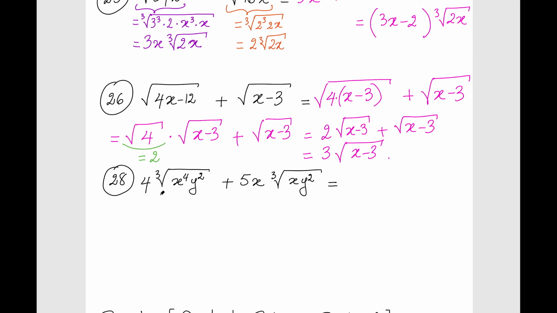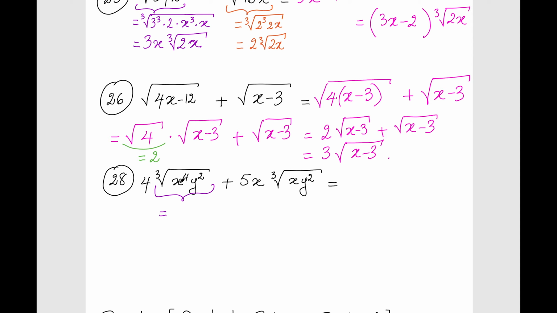Okay, so I have 4 times this thing, the cube root of x to the 4 y squared, plus 5x times the third root of x times y squared. Realize that this guy is simplified. None of the exponents is 3 or more, the index or more. Here I can simplify just the x part. The y squared part is already simplified because the power 2 is less than 3, right? All right, let's simplify this guy.